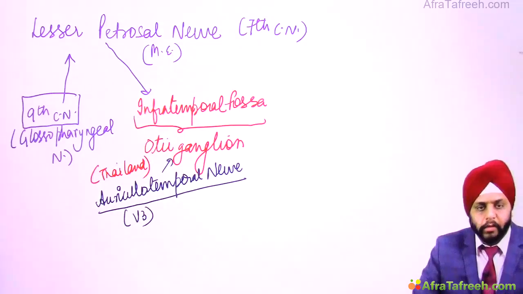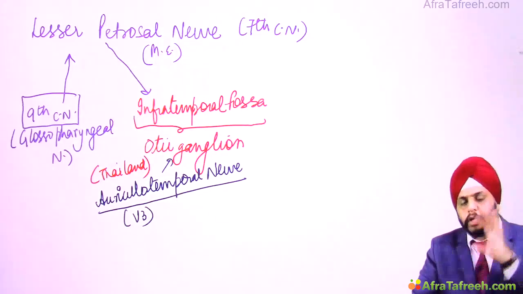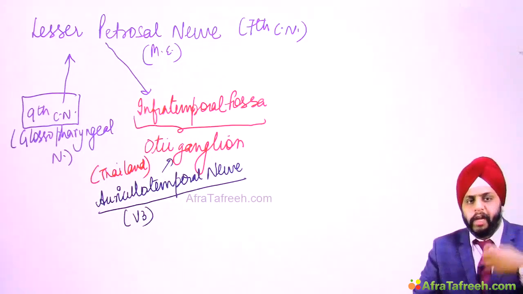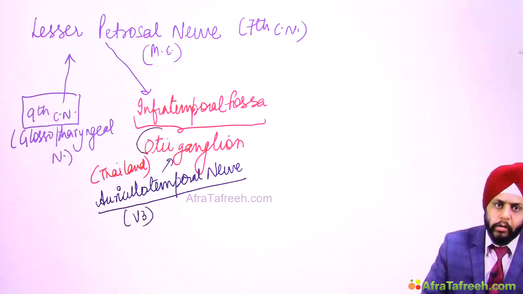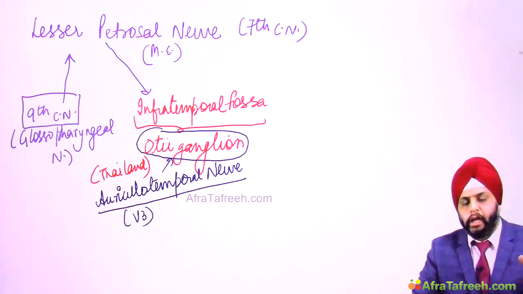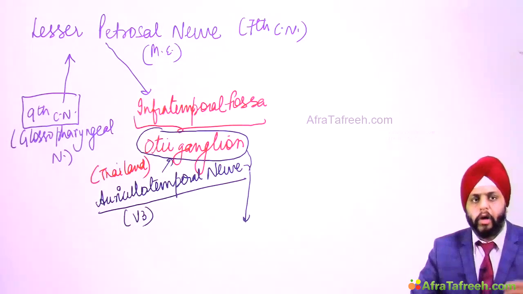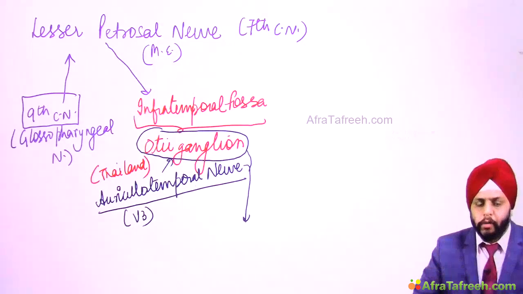So what happens? The auriculotemporal nerve steals all the fibers of the lesser petrosal nerve which she has brought to the otic ganglion. It takes all the fibers of the lesser petrosal nerve. So the lesser petrosal nerve is destroyed over here.